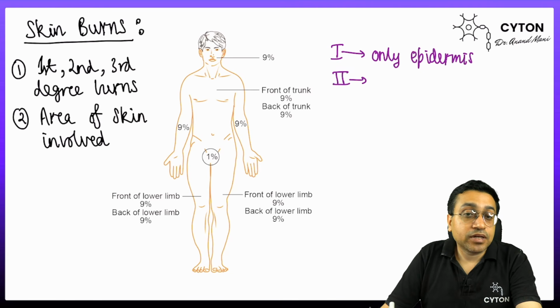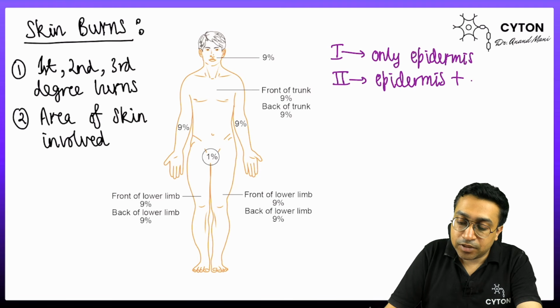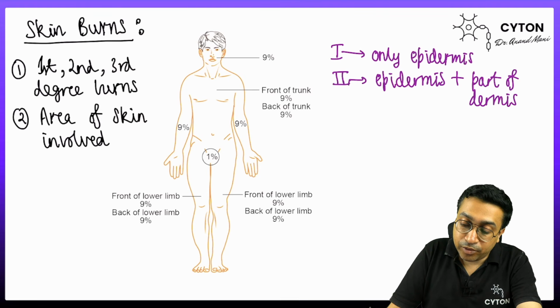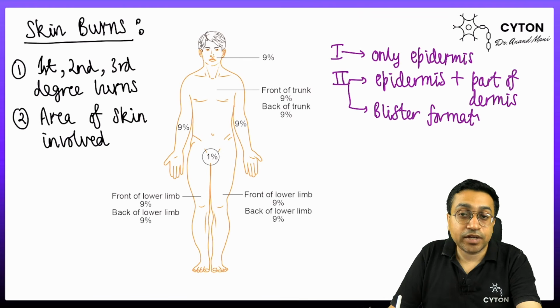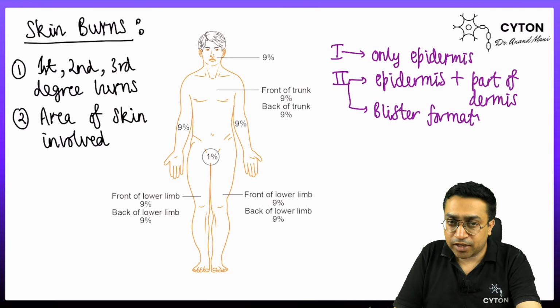Second degree burn involves the epidermis plus part of dermis. So it causes blister formation, very important. This causes blister formation. It is not there in the first degree. So this second degree, it heals in a few weeks with or without scarring.